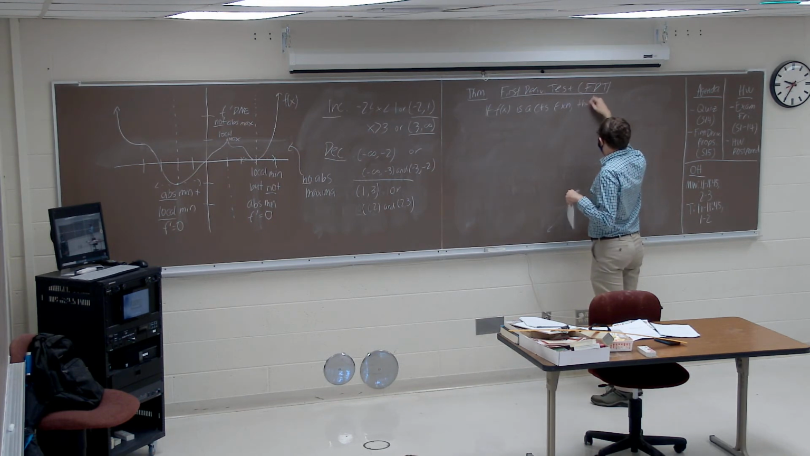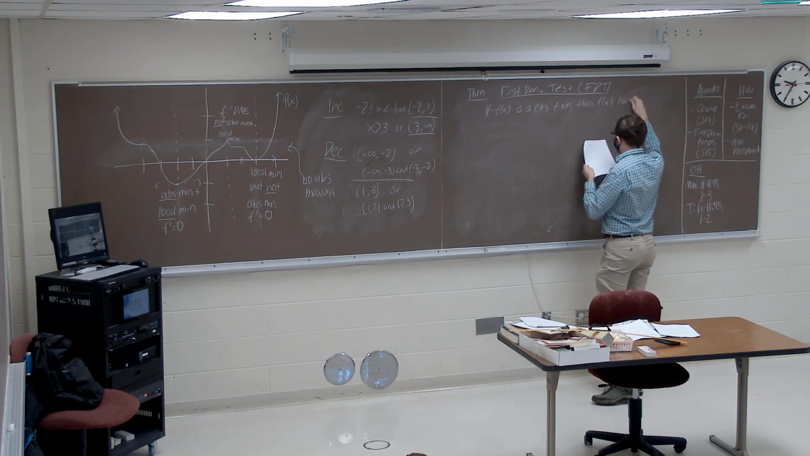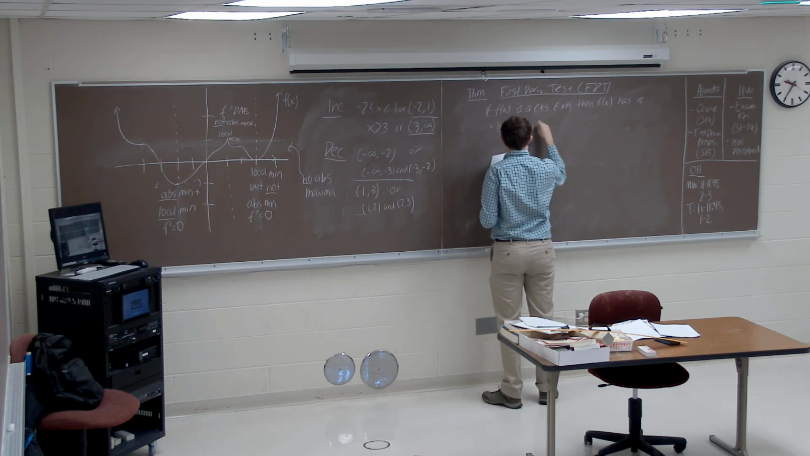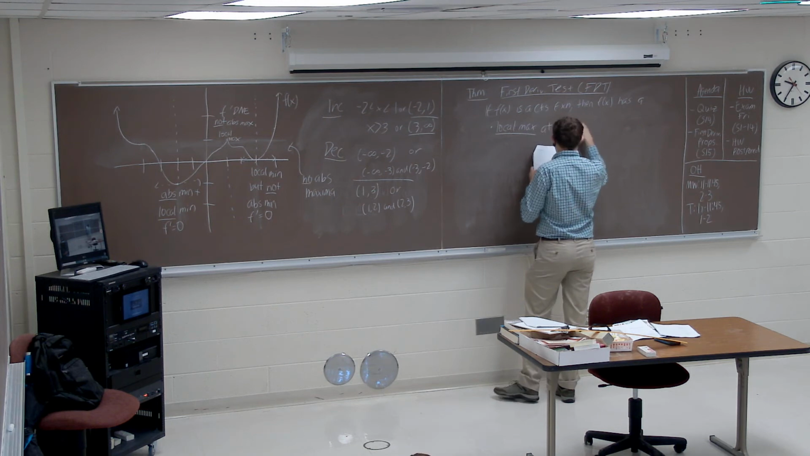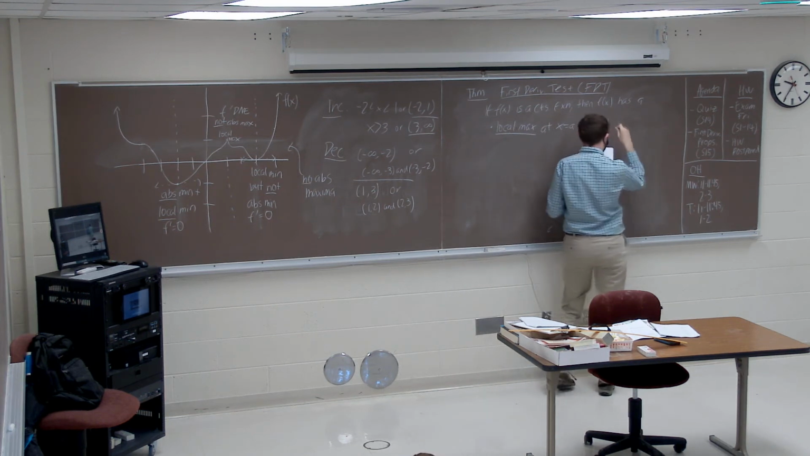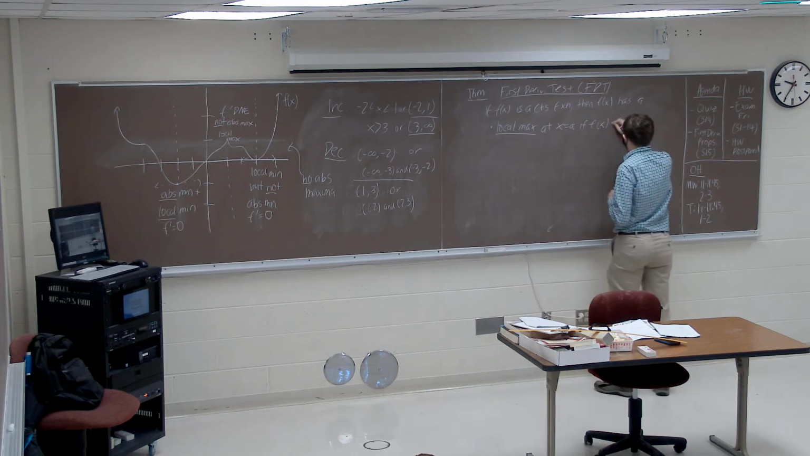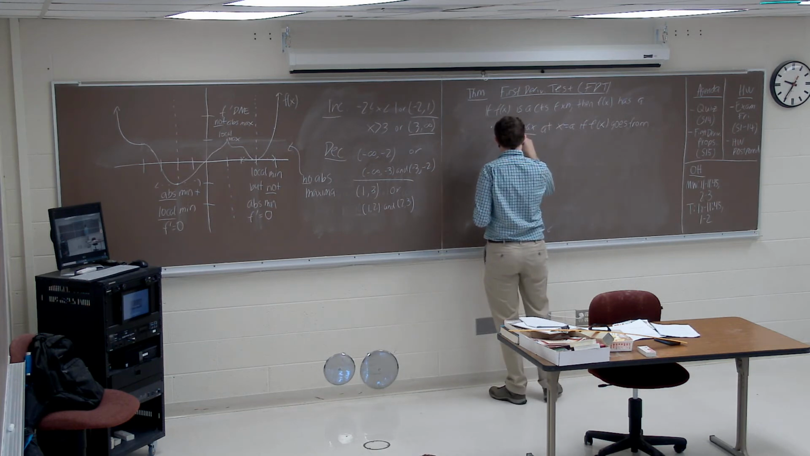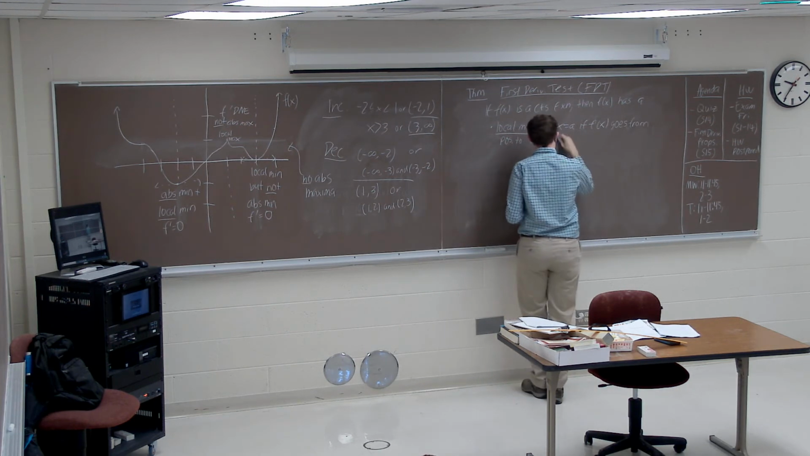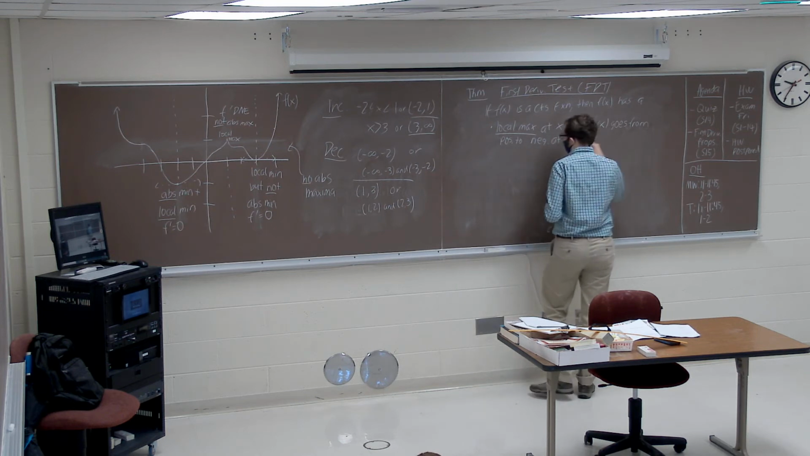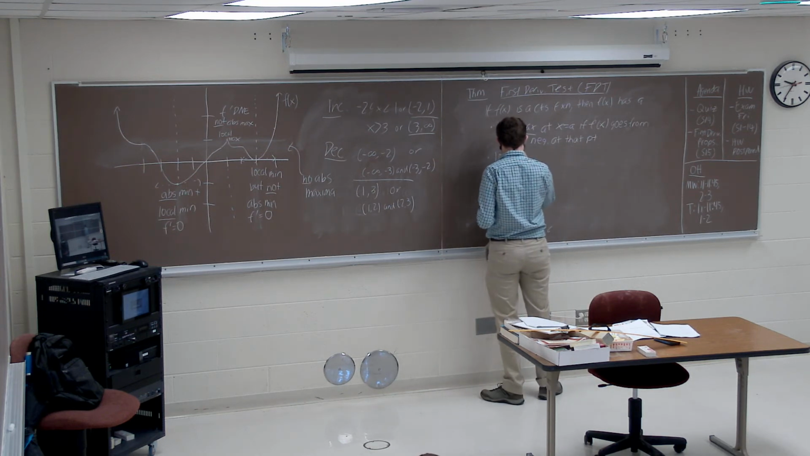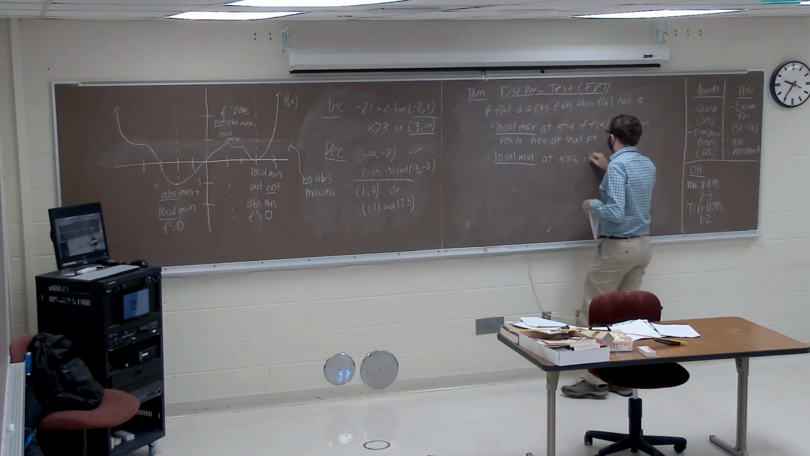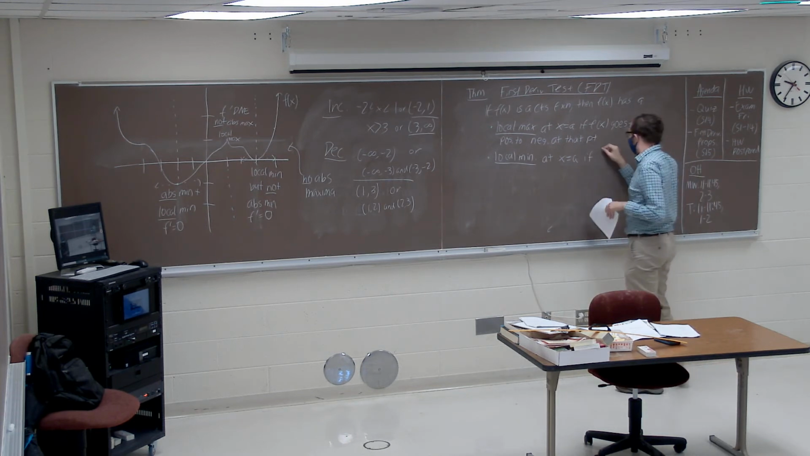It's going to say, first of all, that f of x has to have a local maximum at a point, at say x equals a, if f prime goes from positive to negative at that point, and it's going to have a local minimum at x equals a if f prime of x goes from negative to positive.